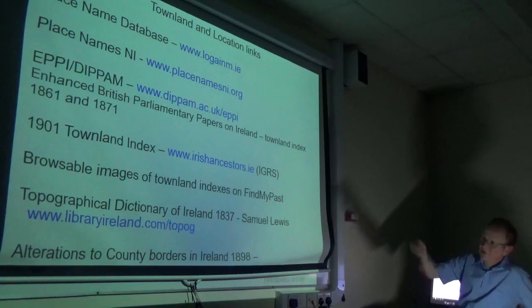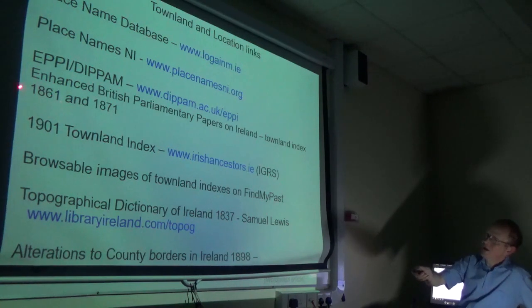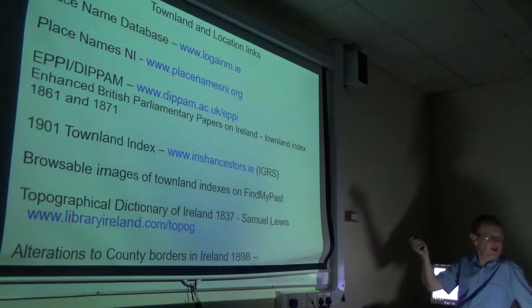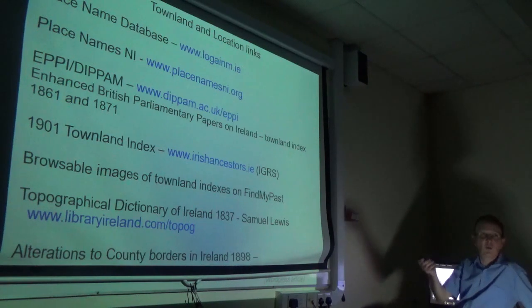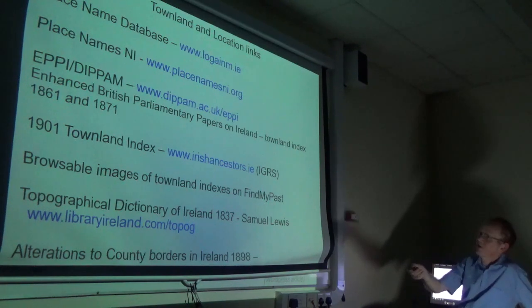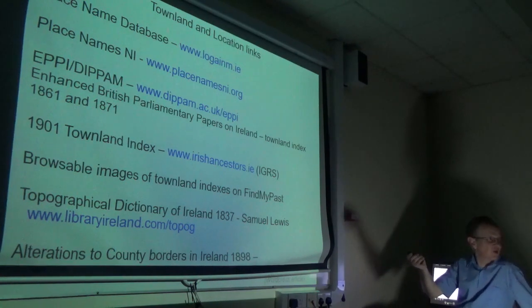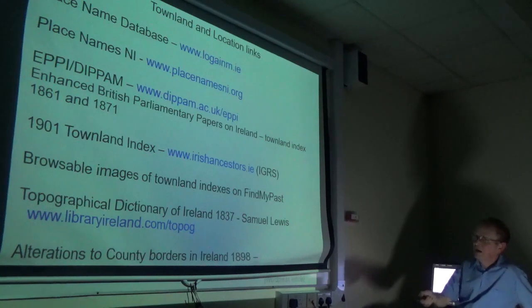There's a link that will be in the blog where you can view, you can't download, the 1861 and the 1871 Townland Index, like the book I showed you at the beginning. The 1901 Townland Index, so it would be after the Local Government Act, is free on the IGRS website. And there's also browsable images of the Townland Index and indexes, various versions, on Findmypast, if you have access to where to look.